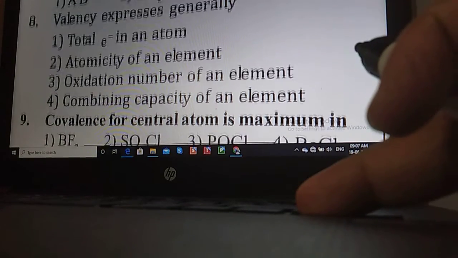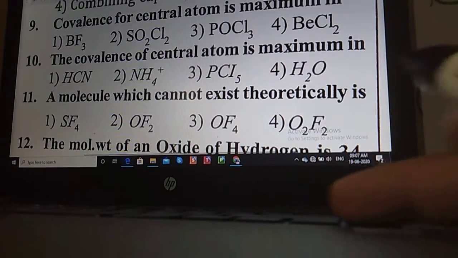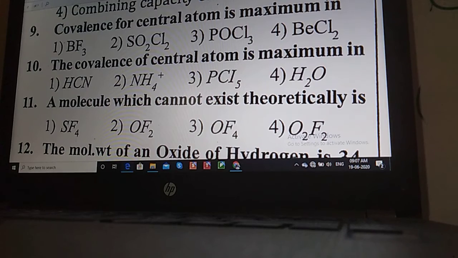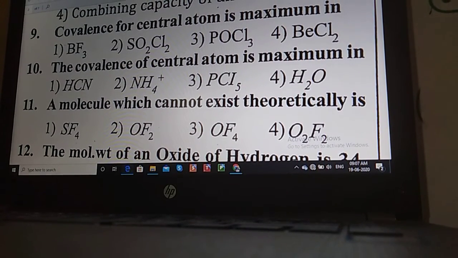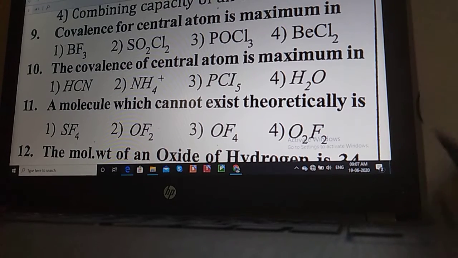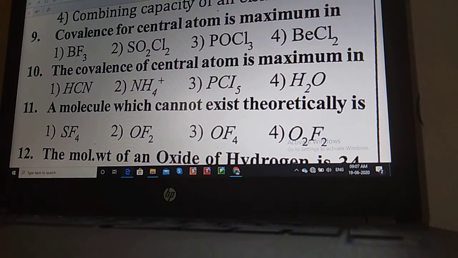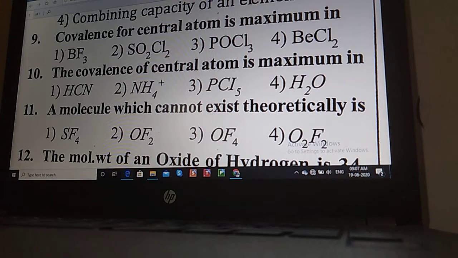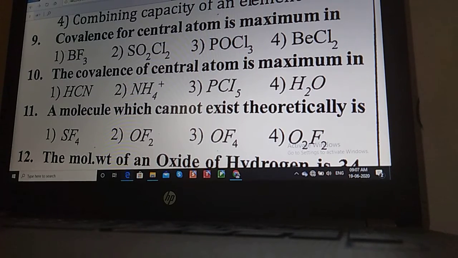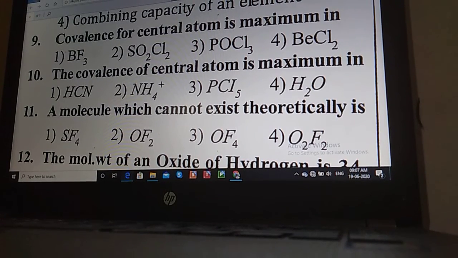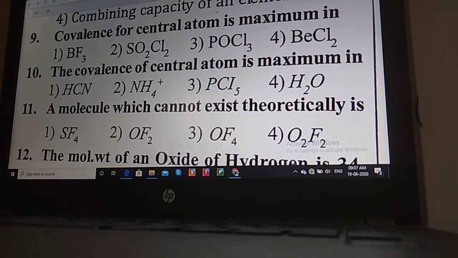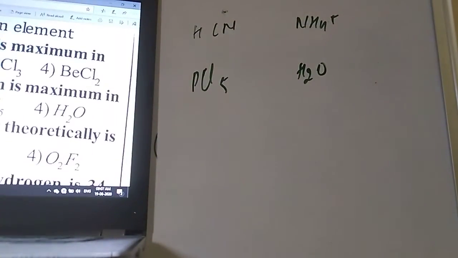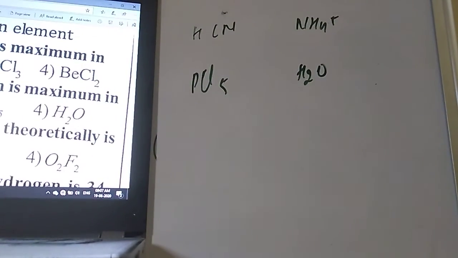Now fourth number. Now go for question number 9, student. Covalency of the central atom is maximum in, so which is having the more number of bonds, student? The options are first HCl, second NH4+, third PCl5, and fourth H2O. They are asking which has the maximum covalency. So where are the maximum number of covalent bonds, student? Let us come to the board and try to find out.